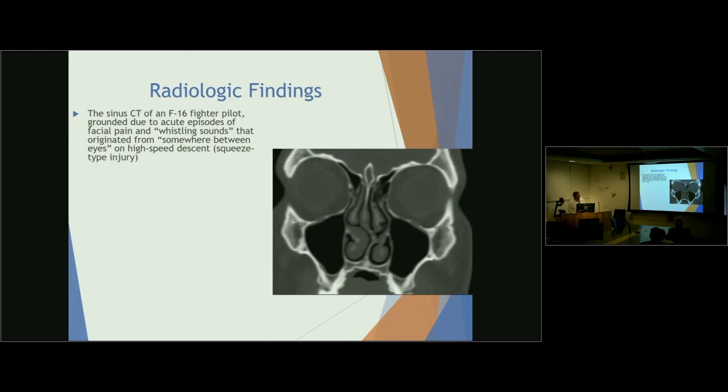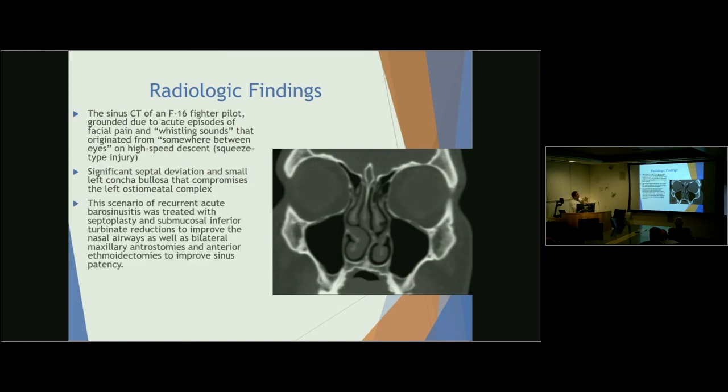He has a significant left-sided septal deviation with compensatory hypertrophy of the right inferior turbinate. I think he has a small concha bullosa on the side, with more within the concha as well. Bilateral ostia are patent, but otherwise minimal disease. Fair enough. All right, so as you said, significant septal deviation, small left concha bullosa, that kind of compromises the left OMC. So this scenario of recurrent acute barosinusitis was treated with a septoplasty and SMR, bilateral maxillary antrostomy and anterior ethmoidectomy to improve sinus patency.